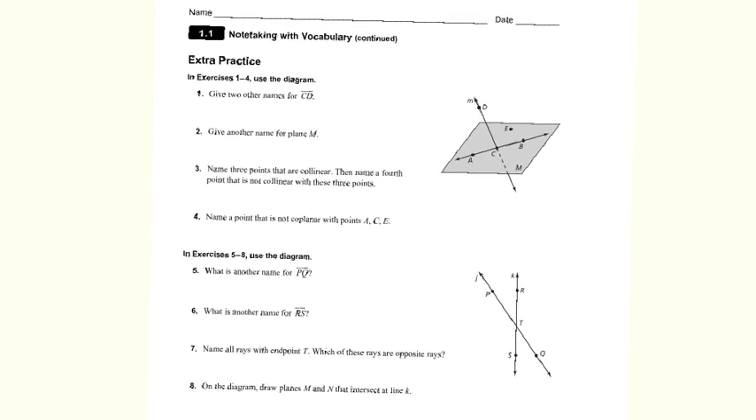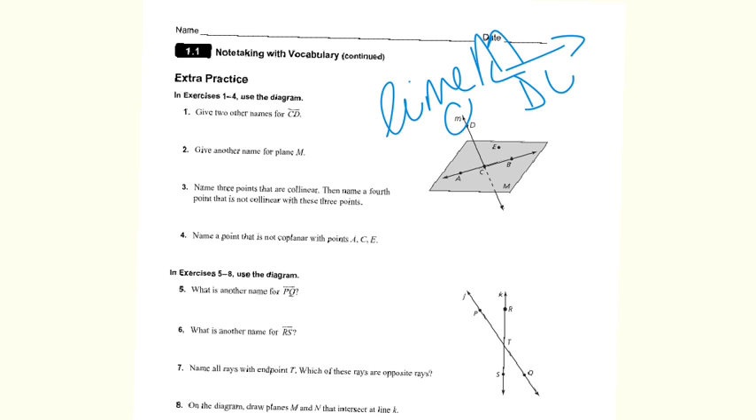Okay. So let's take a look here. We've got, give 2 other names for CD. I think this is line CD. So there's C and there's D. First thing I could do is reverse, and I could call this DC. Or since it's got this little M here, I could call it line M. Right? That would be okay.